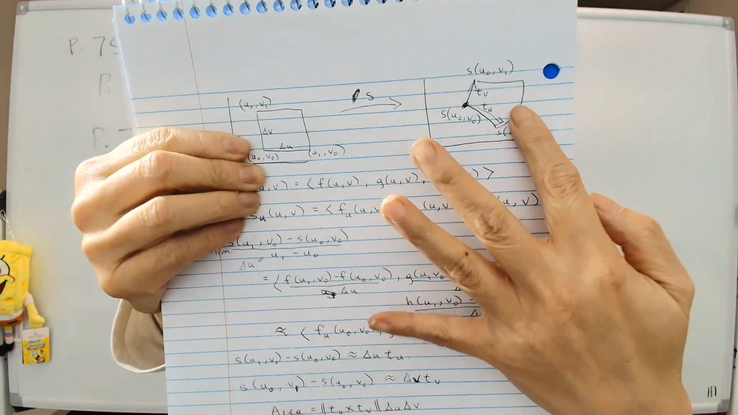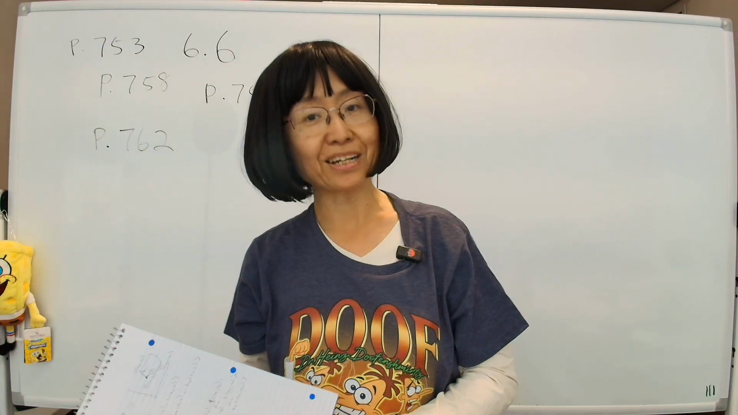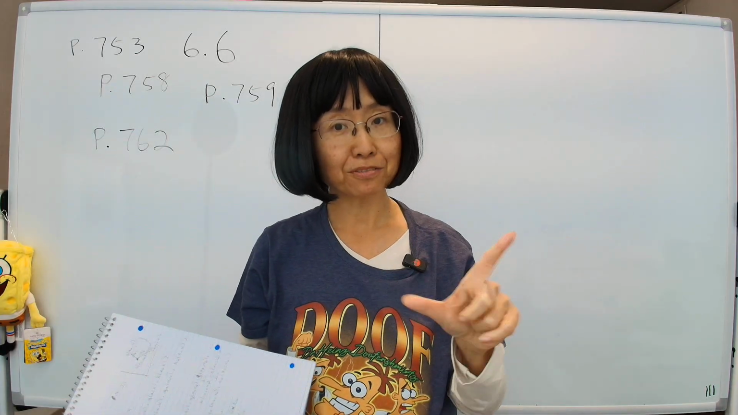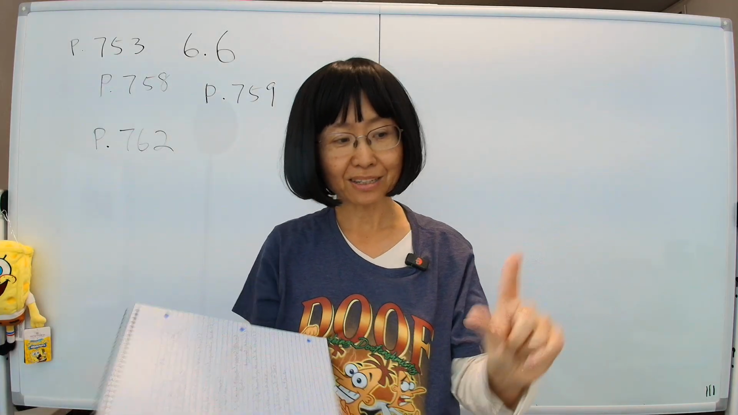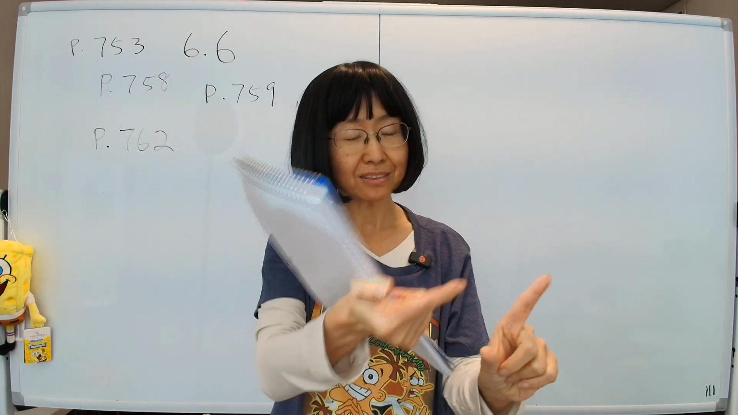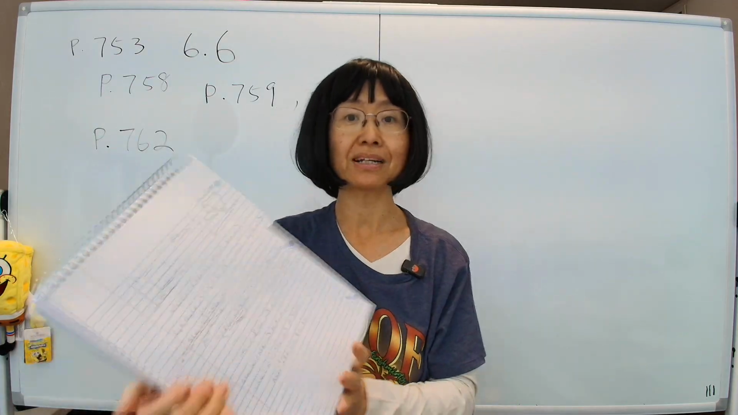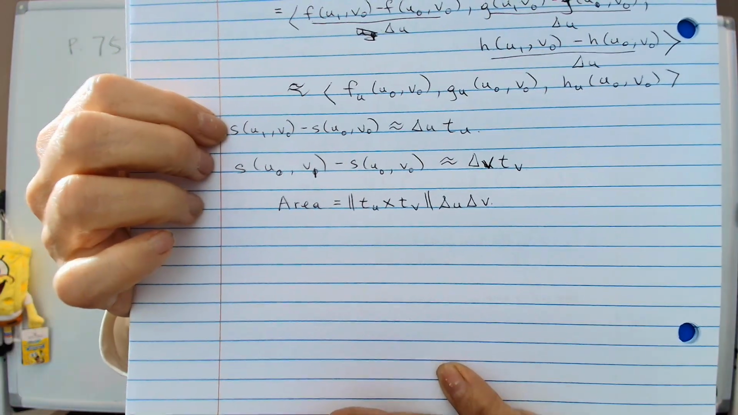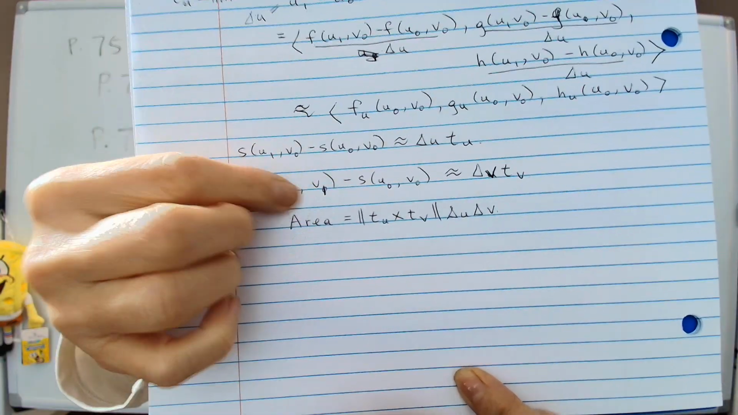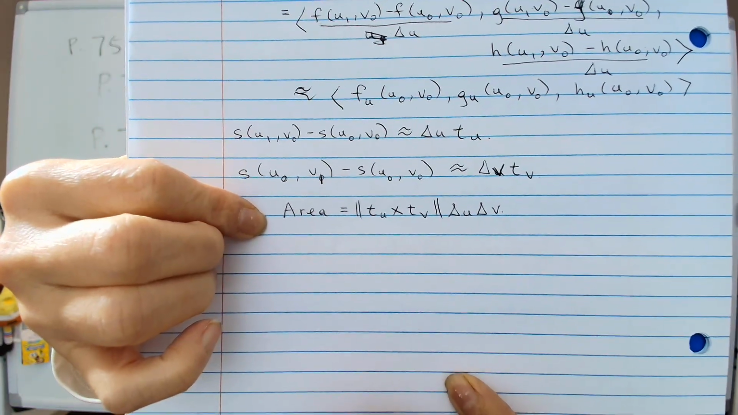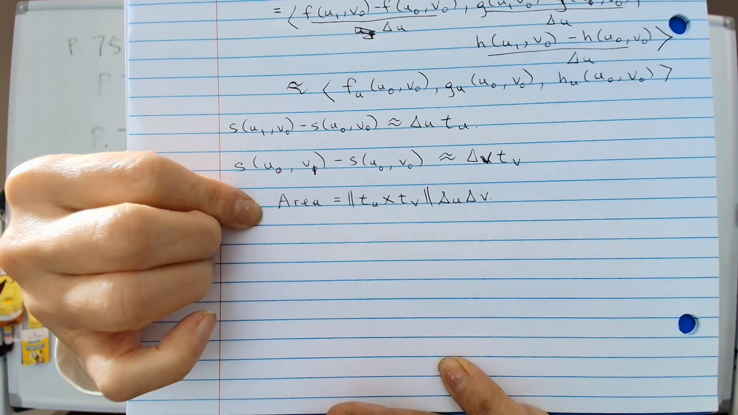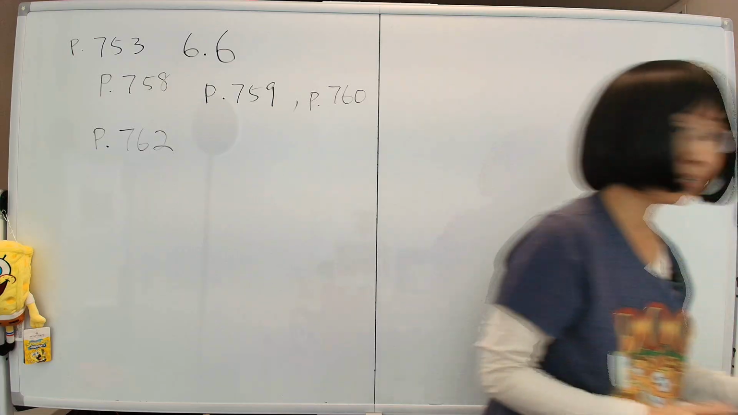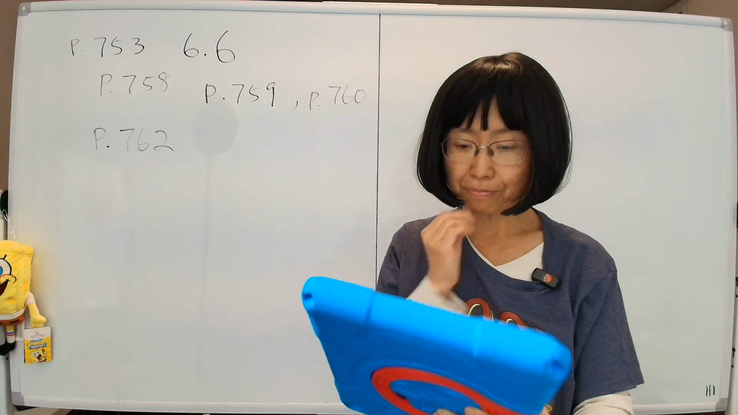So then the area here can be approximated by the cross product. You remember the magnitude of the cross product equals the area of the parallelogram that the two vectors define. One vector is delta U TU, the other vector is delta V TV, and therefore the area of this thing is going to be the magnitude of TU cross TV, times delta U delta V. And that is how we arrive at calculating the area of your resulting parametric surface.